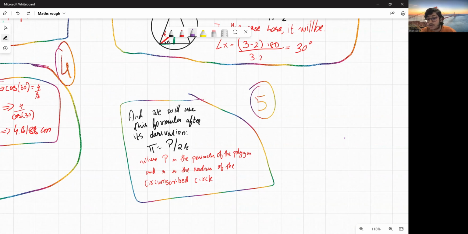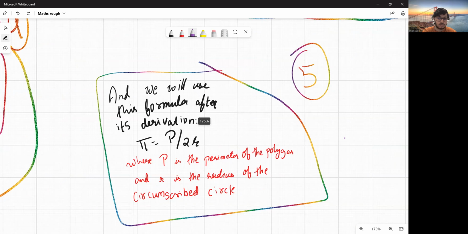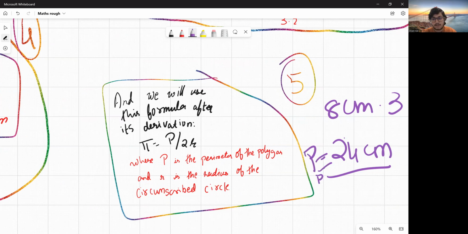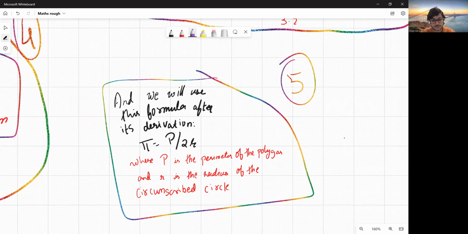So we're going to use this formula of the perimeter. The perimeter of a circle equals 2 pi r. But in our case, we're going to use the perimeter of the polygon. One side length was 8 centimeters. So 8 centimeters times 3 sides is going to give us 24 centimeters. So that's our perimeter of the polygon. I'm not sure if this is going to be quite right, but it's worth mentioning that this is how I found this shortcut. So that's how it is right now.